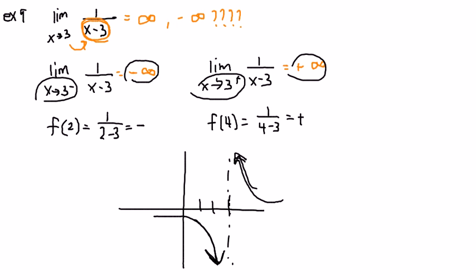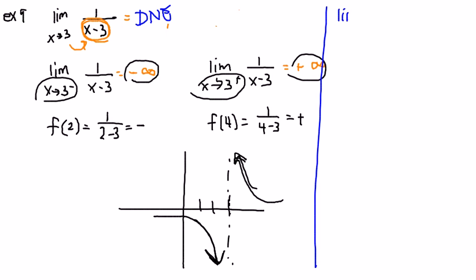So going back to the big limit, what can we say? Well, since our left and right limits are not the same thing, that means our big limit does not exist. Okay, so that leads us to part B, where I ask for the limit as x goes to 3 of 1 over the quantity x minus 3 squared.